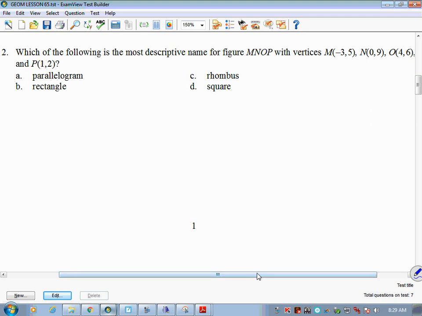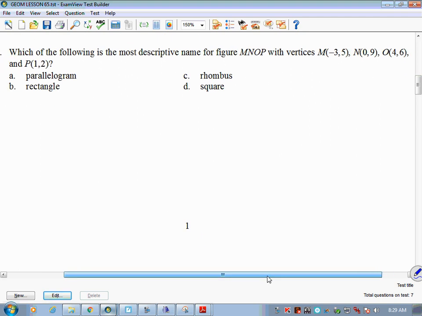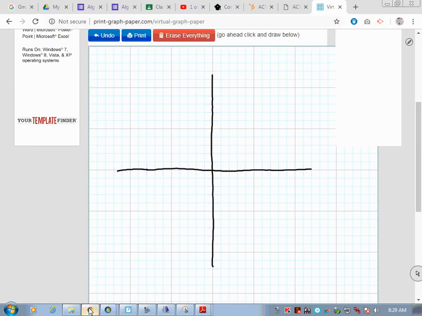It says, which of the following is the most descriptive name for figure MNOP with vertices at these points? Okay, so what I'm going to do here is go to something like this, and we're going to look at those points. So the coordinates that they gave me were -3, 5. We had 0, 9. We had 4, 6. And we had 1, 2.